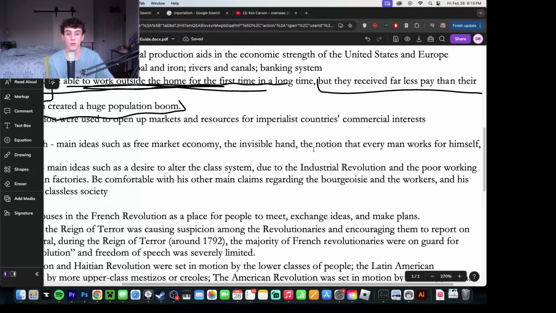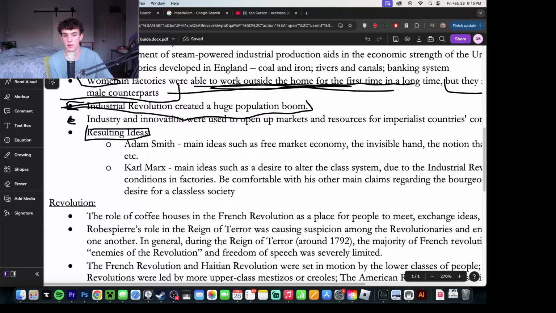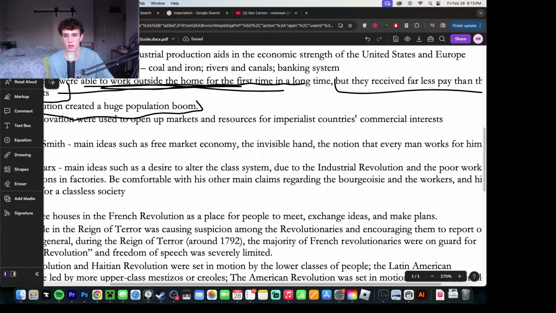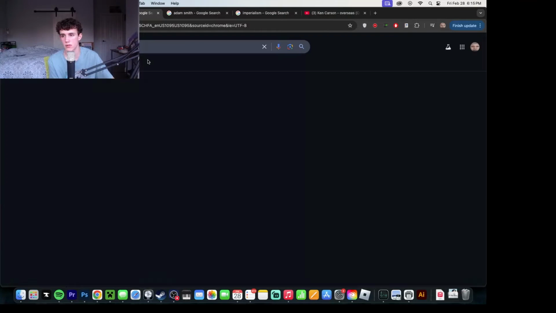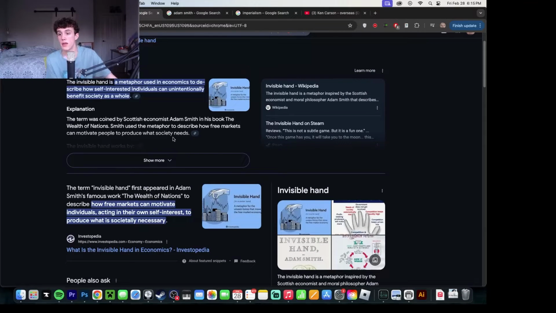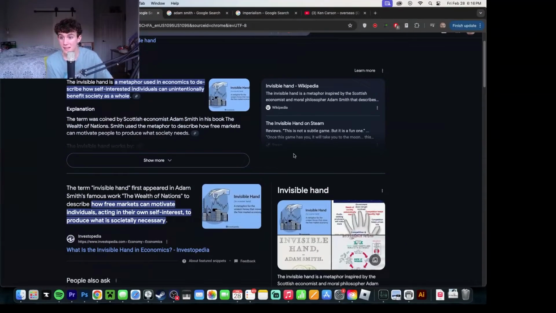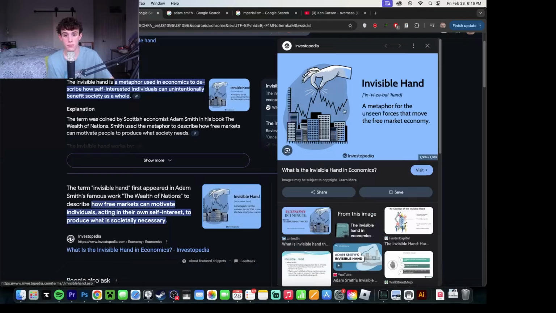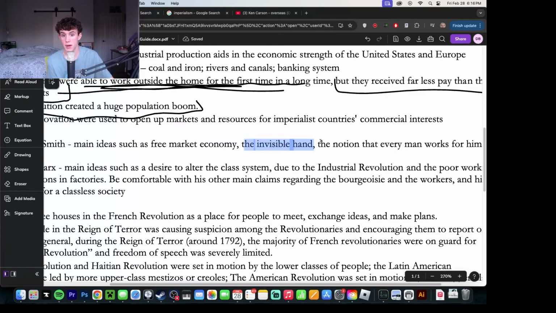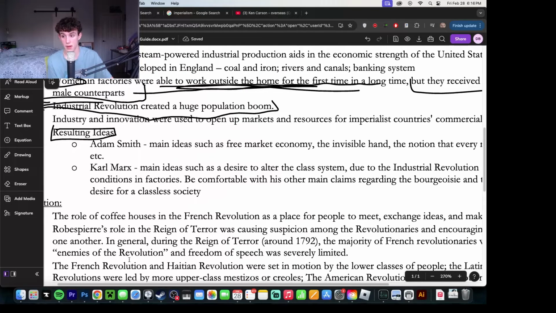So what's the invisible hand? Well, this is the notion every man works for himself. No, that's not what that means. The invisible hand. This is probably not going to give me good Google results, is it? Okay, a metaphor in economics. Economics? Bro, what am I saying? Economics. Describe how self-interested individuals can unintentionally benefit society as a whole. So you're trying to do all this good, but your good makes everyone else better, which makes sense. Adam Smith, not super revolutionary, but that is a pretty good idea.